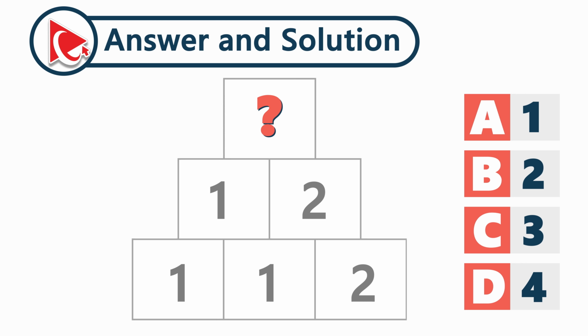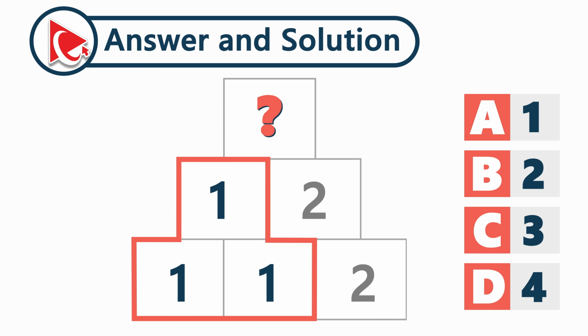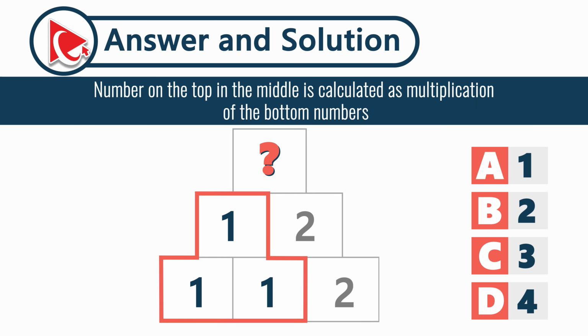From the larger pyramid, you can form smaller pyramids. For example, 1, 1, and 1 would be a smaller pyramid. And the number on the top of the small pyramid is calculated as multiplication of the bottom numbers. Let's look at the example. 1 multiplied by 1 equals 1.